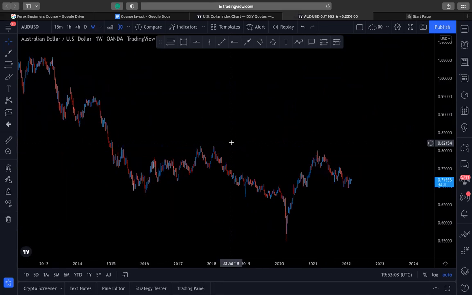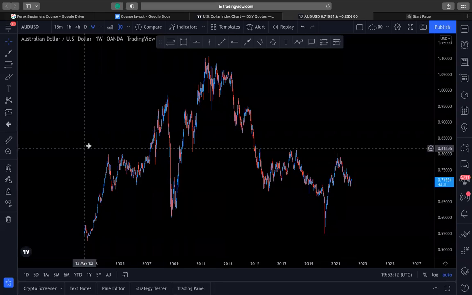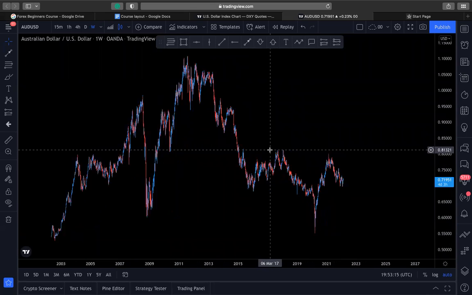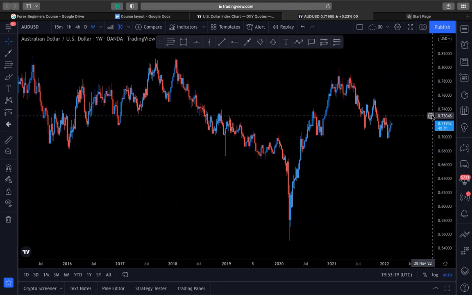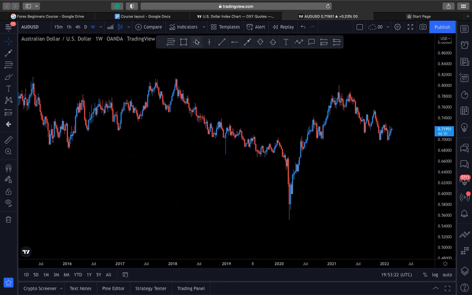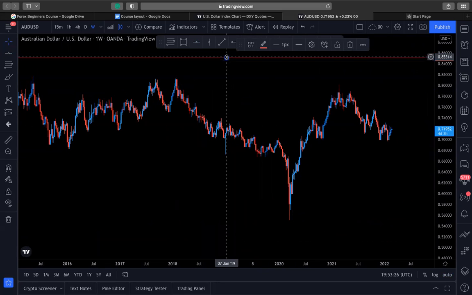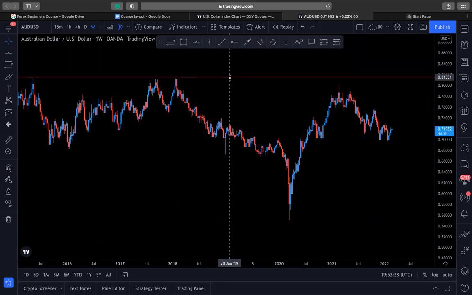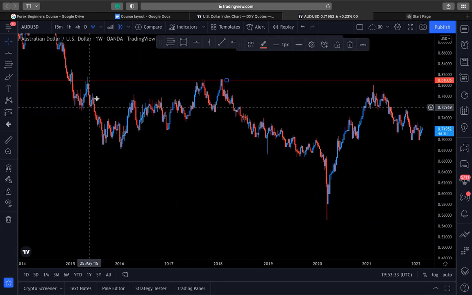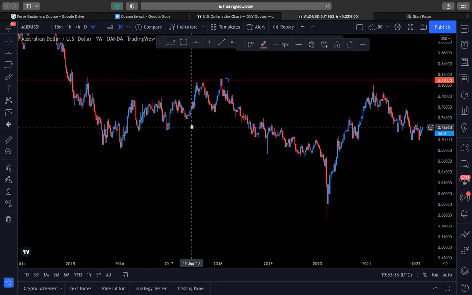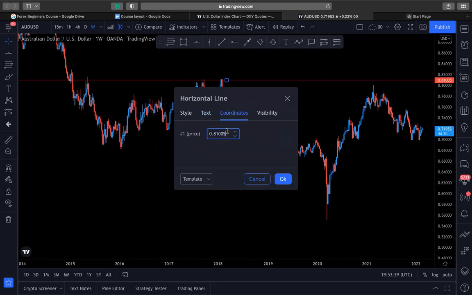The first thing I like to do is go to weekly. I like to get a full overview of where price is. Then one main thing I like to start off with is plotting a horizontal line, and I drop this line until I see it's at an area where you're seeing multiple rejections. So this area right here is a level that I'm seeing multiple rejections from.